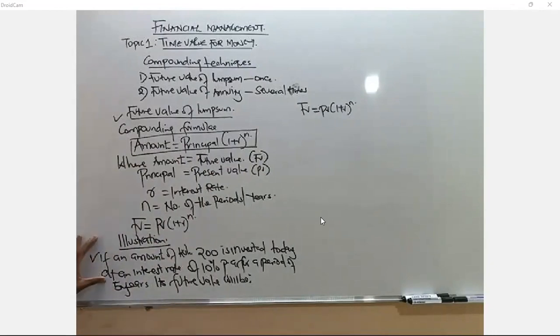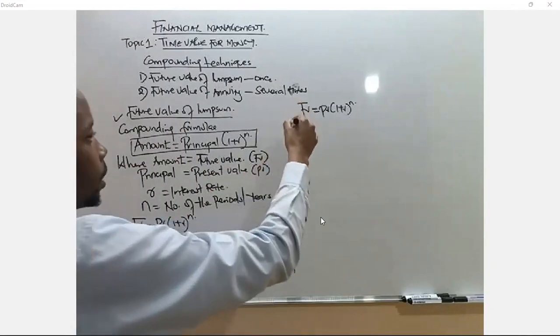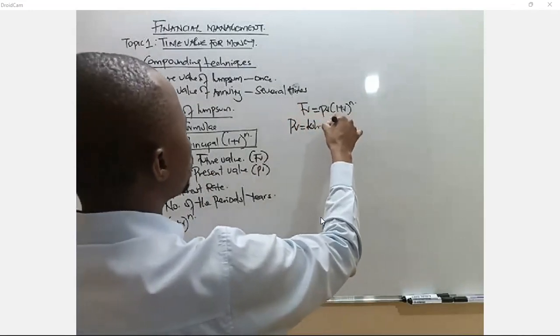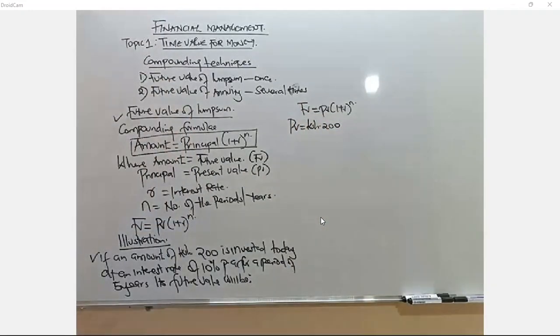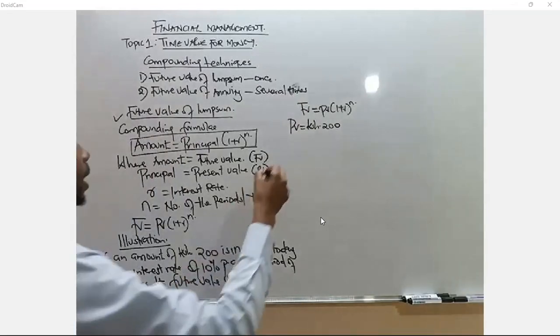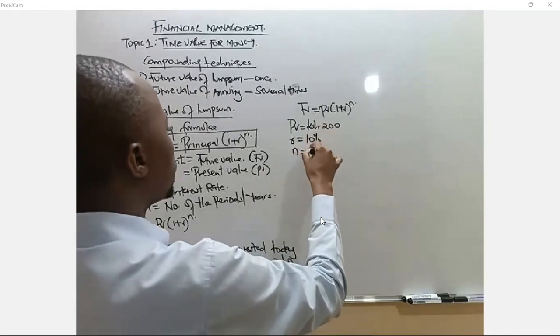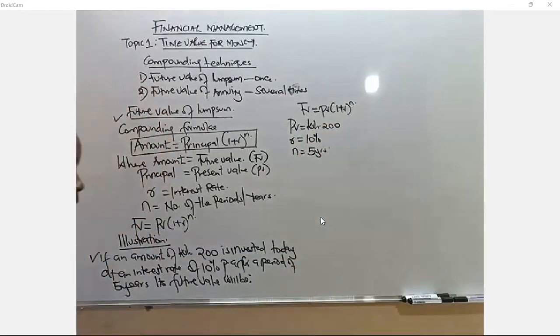I have said, based on the illustration which we have, that an amount of 200 shillings invested today at an interest rate of 10% per annum for a period of 5 years, the future value will be, so in this case, you just need to use your formula. My present value will be Kenya shillings 200, which I just want to invest today, right? Then we have our rate, which is 10%. Then we have our N, which is 5 years, correct?